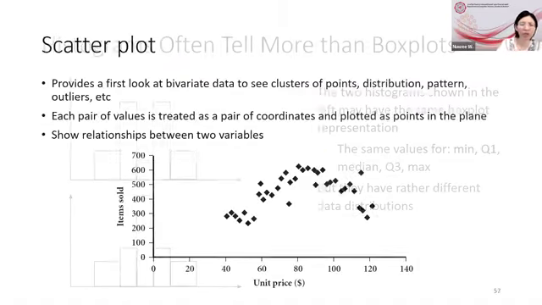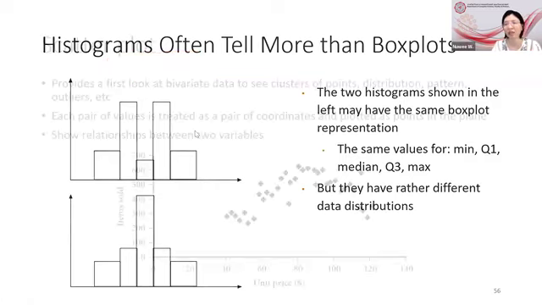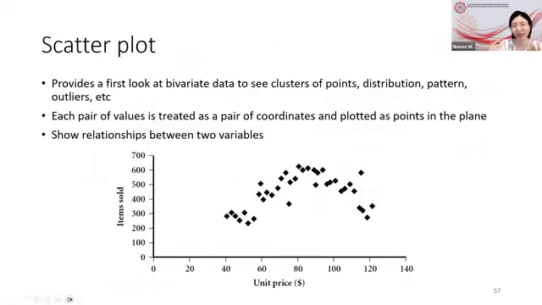Scatter plot. So box plot and histogram are used in univariate analysis, right? We take a look at histogram and box plot for each individual numerical variable. But if you want to take a look at a couple of variables together, that means we need to do bivariate analysis. One option is to look at a scatter plot. A scatter plot lets us see the distribution of the two variables together, the pattern of the two variables, the clusters of the points, and whether there are some outliers. Maybe we consider this as an outlier here.